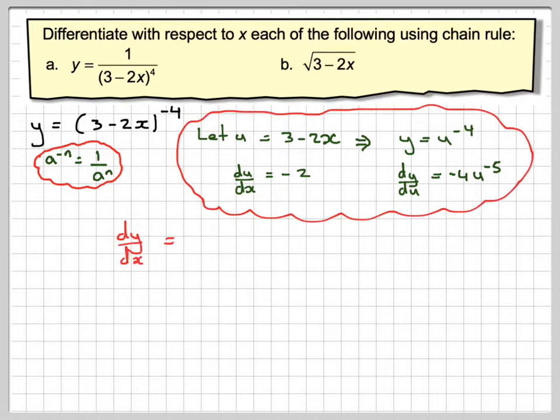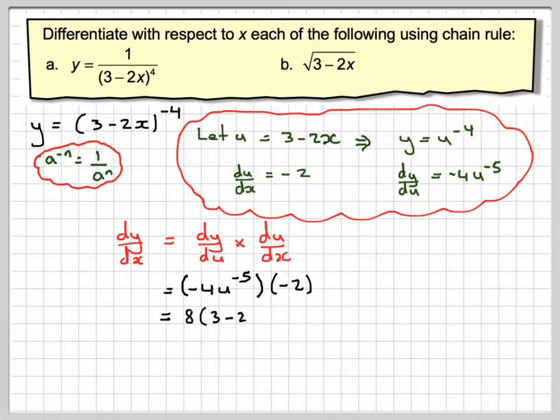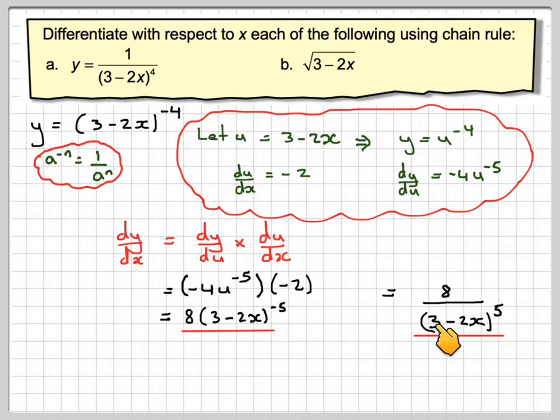Right, applying the chain rule, which says dy by dx is equal to dy by du times du by dx. That means minus 4u to the minus 5, dy by du from here, times minus 2. Put everything into brackets, and then minus 2 times minus 4 gives me 8, and then replace the bracket, which is u, which is (3 minus 2x) to the minus 5. And then if we apply this in reverse, we're going to get 8 over (3 minus 2x) to the power of 5.